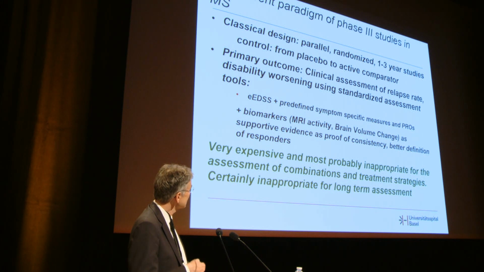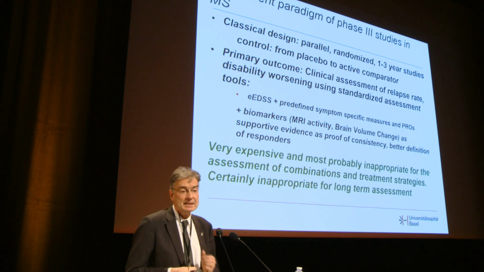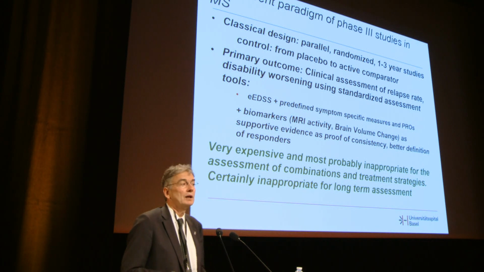But we need also in phase 3, and this is something that is unfortunately frequently underestimated by the sponsors of these trials, the biomarkers that approach the pathogenesis of the disease to better define the responders, and also to support, of course, the consistency of the results. But you see that here in green.